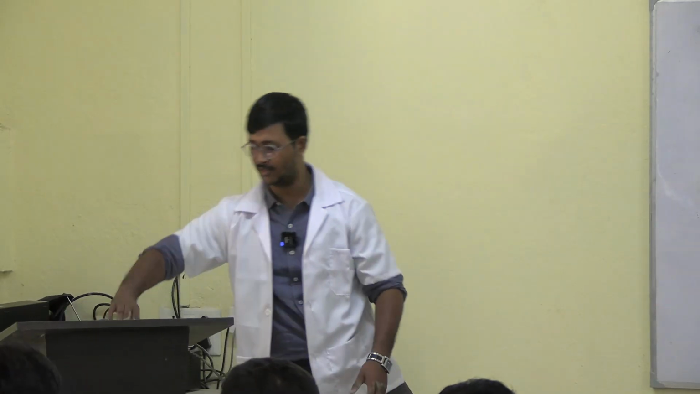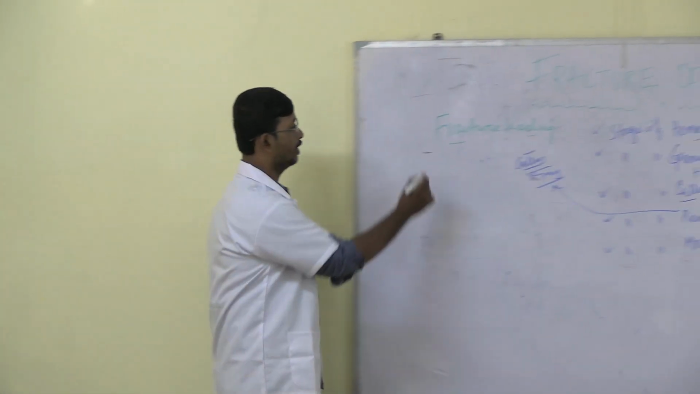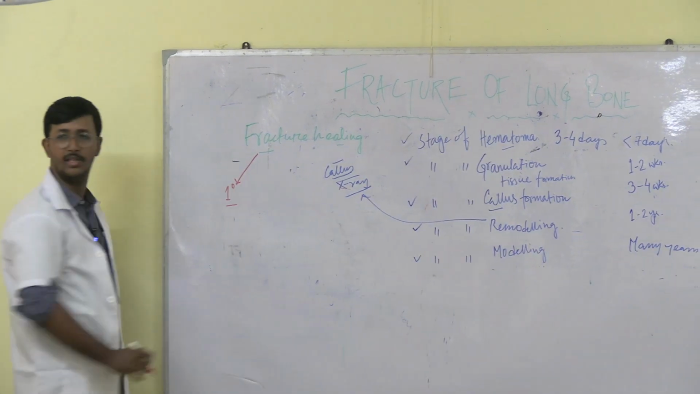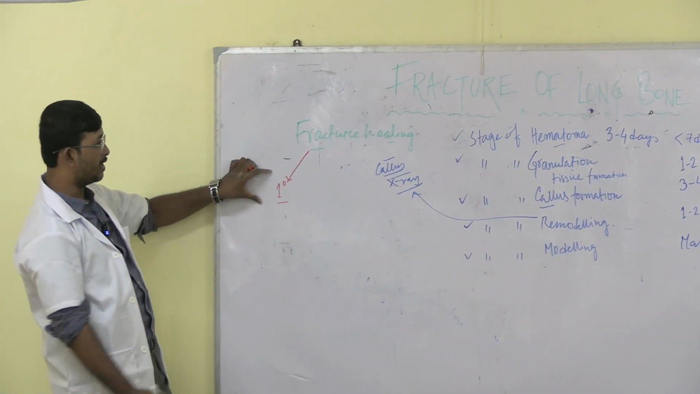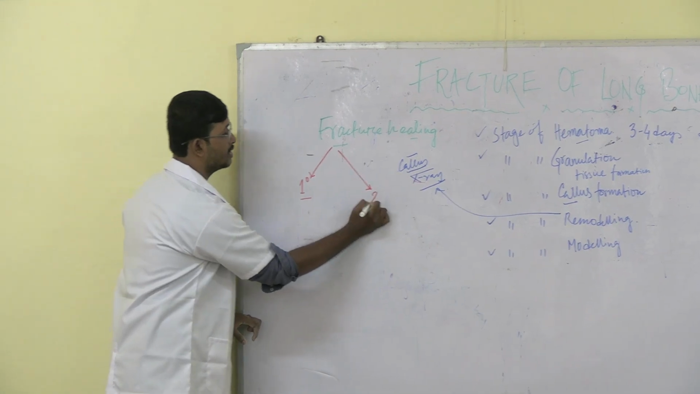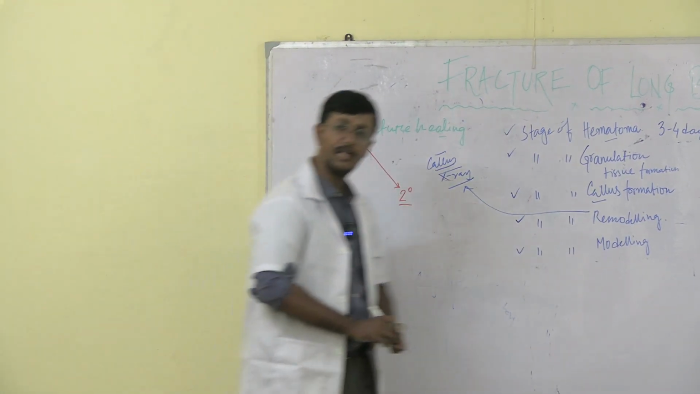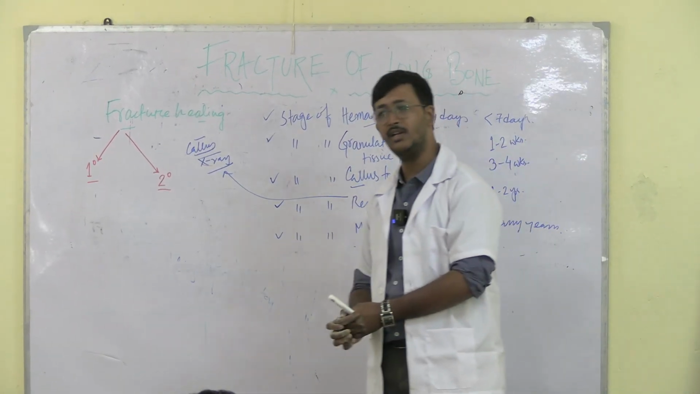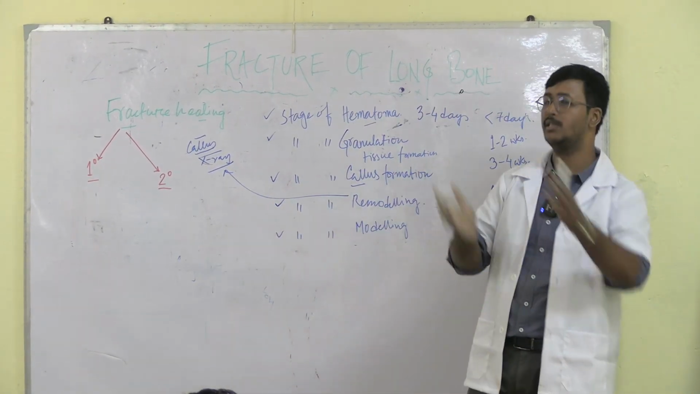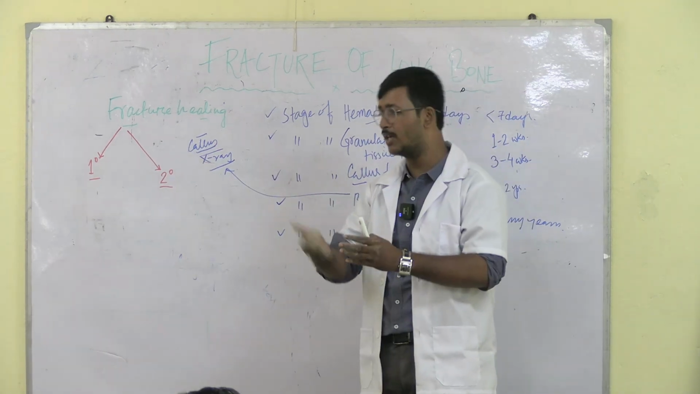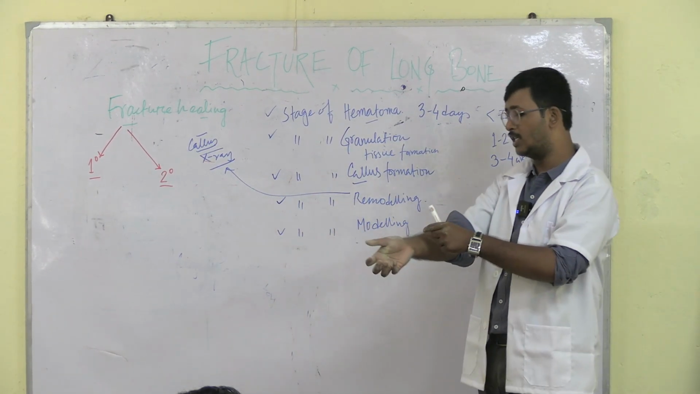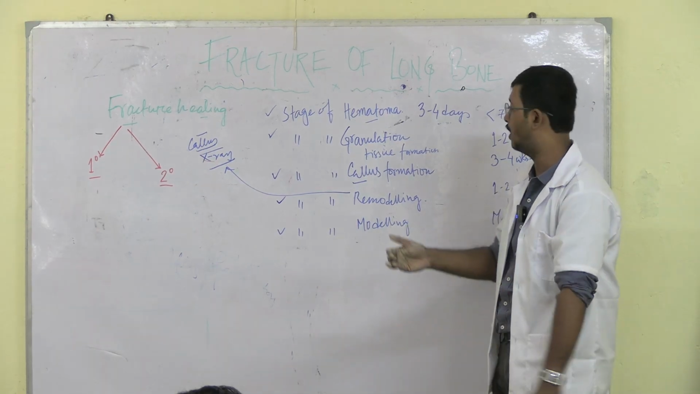Now this healing can be done by 2 processes. One is primary healing, and the other is secondary healing. What is primary healing? Primary healing is when a person comes to you after a traumatic accident, you carry out an X-ray and you see that he has got a radius fracture. Now this radius fracture, what will you do?